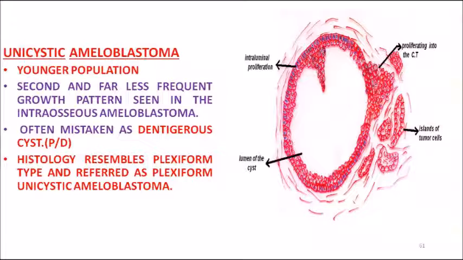So this is about the unicystic variety. Unicystic variety of ameloblastoma is mostly seen in the younger population. Often it is mistaken for dentigerous cyst in provisional diagnosis after seeing the radiographs. Okay, and if you take a cut section of it and see under the microscope, it will show all the features of plexiform type of ameloblastoma. Because of that it is also referred to as plexiform unicystic ameloblastoma. So remember all these points pertaining to ameloblastoma.